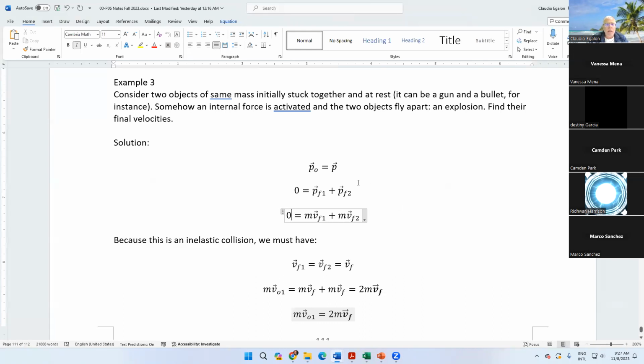Don't find their final velocity. Let's say, find the relation between their final velocities. You don't need to pinpoint exactly their velocity. In order to find out their velocity, you gotta do something else, okay?